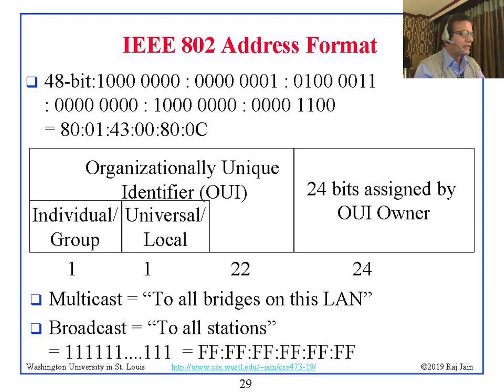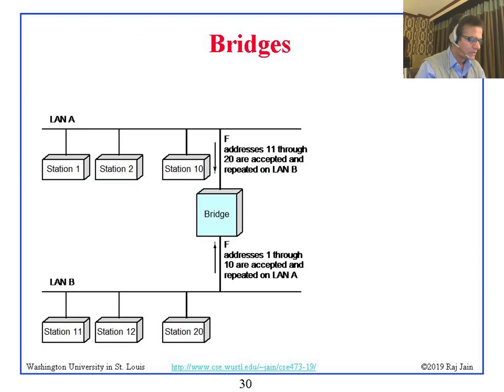So basically, the idea is that this address, even though it looks local, is actually universal. This is the only exception. Okay? Any questions about the addresses? None? Then we will move on to bridges.